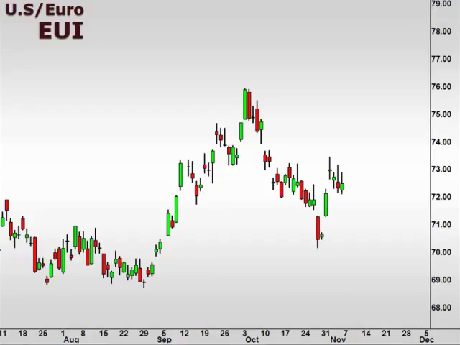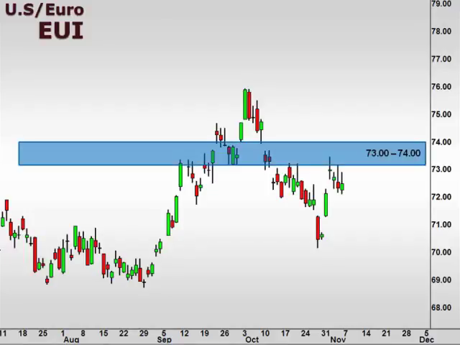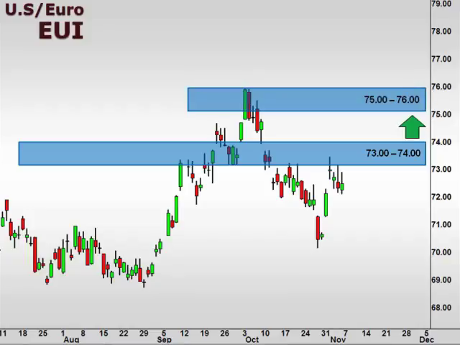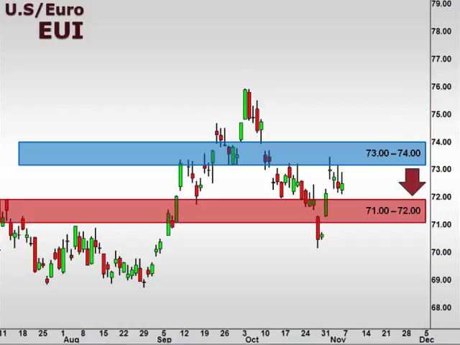Let's take a look at the EUI, the US versus the Euro. Well, the EUI pushed higher last week but reversed at the 73.74 resistance. A break back above 73 opens the window to a move back to the 75.76 highs. A continuation lower is likely to find support down at 71.72.